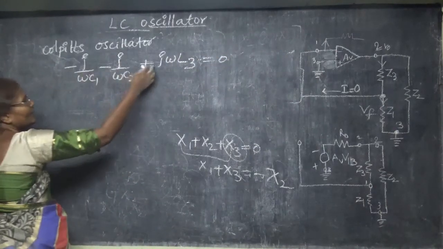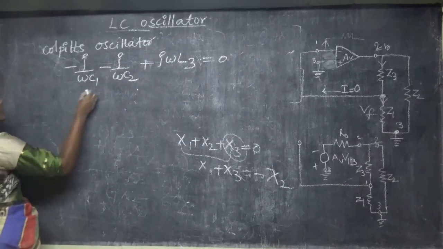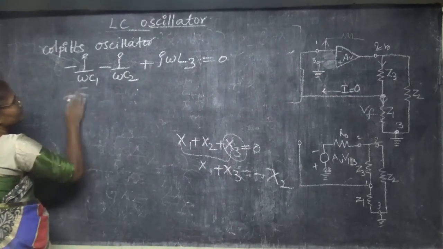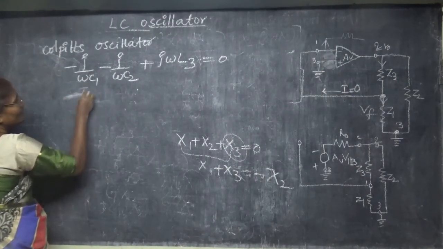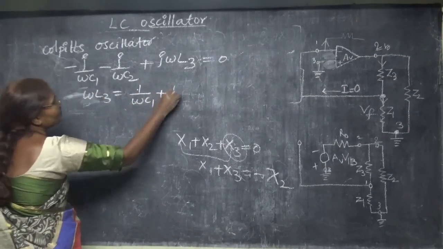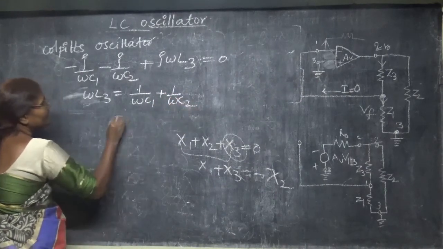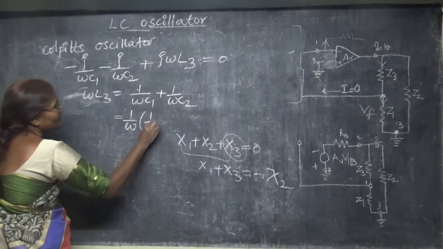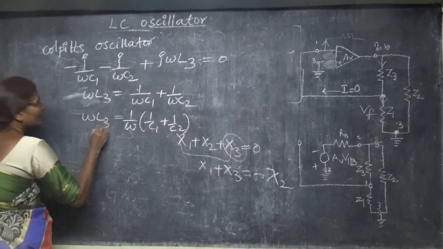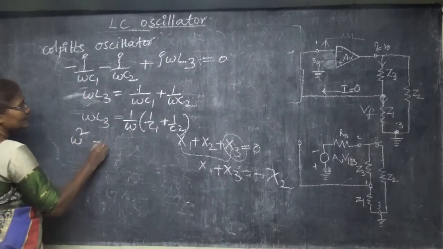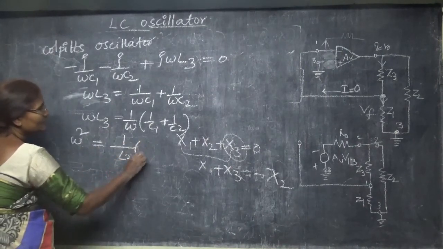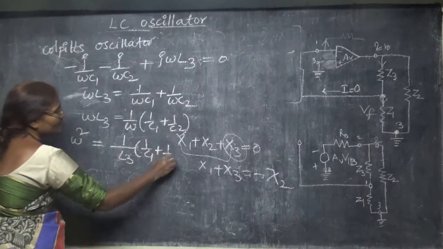So if I take J common, they will be cancelled out. So what I will get? Minus J is gone. Omega L3 is equal to 1 by omega C1 plus 1 by omega C2. If I take 1 by omega as common, 1 by C1 plus 1 by C2. So omega square is equal to 1 by L3 into 1 by C1 plus 1 by C2 I will get.